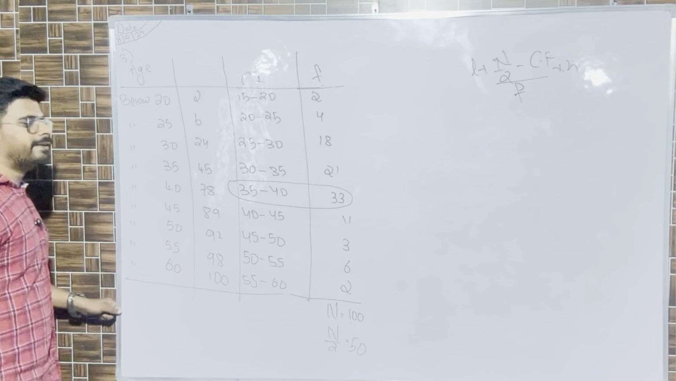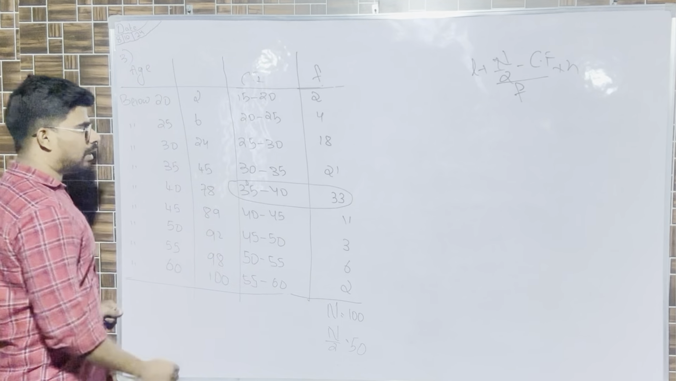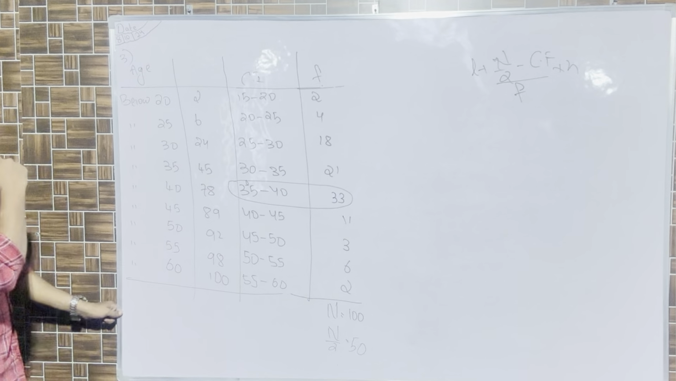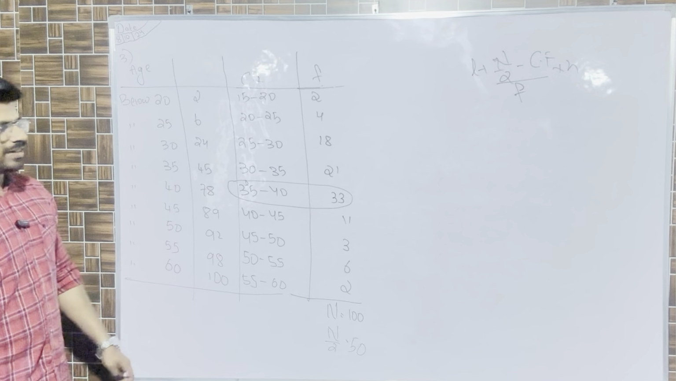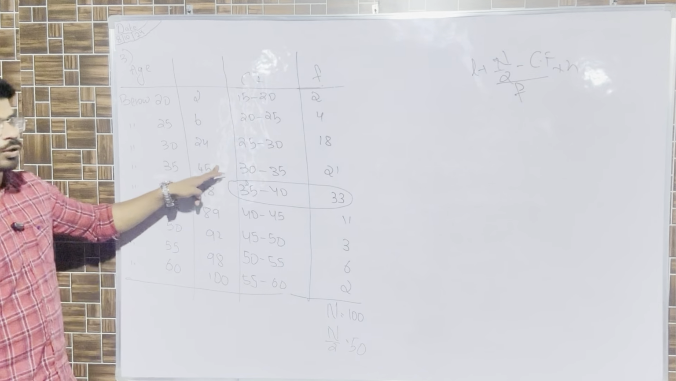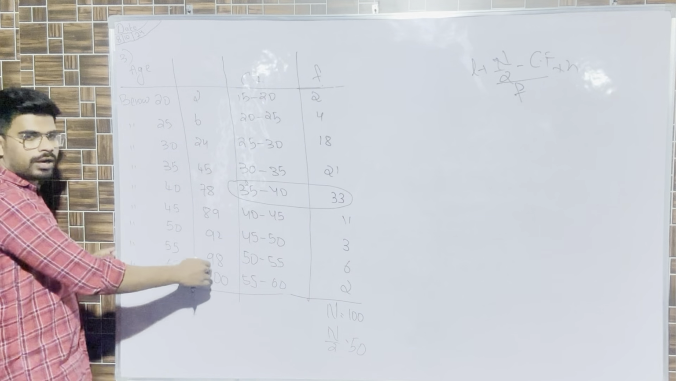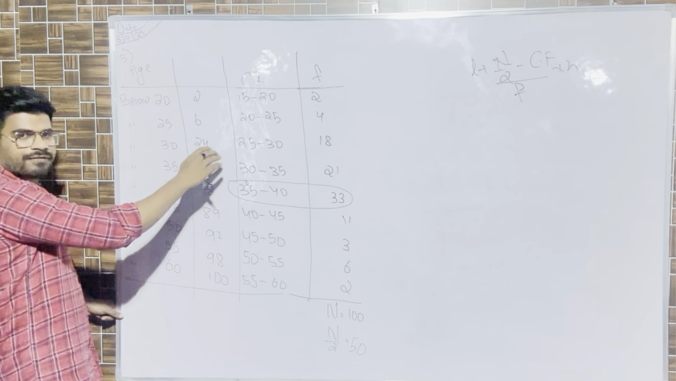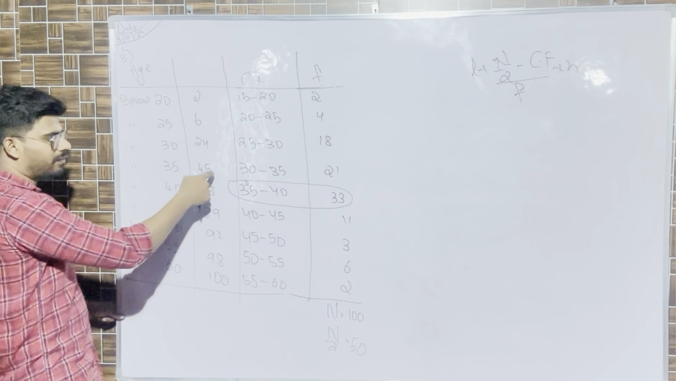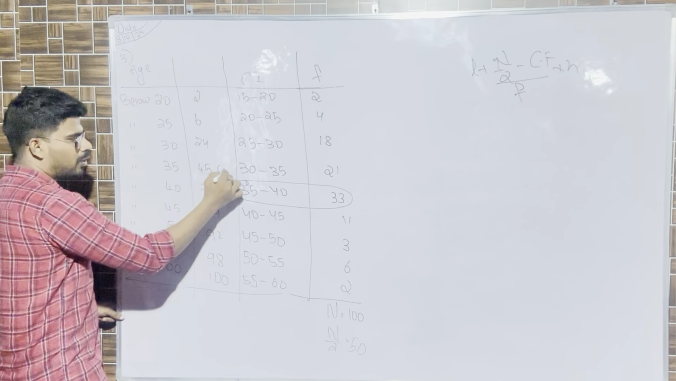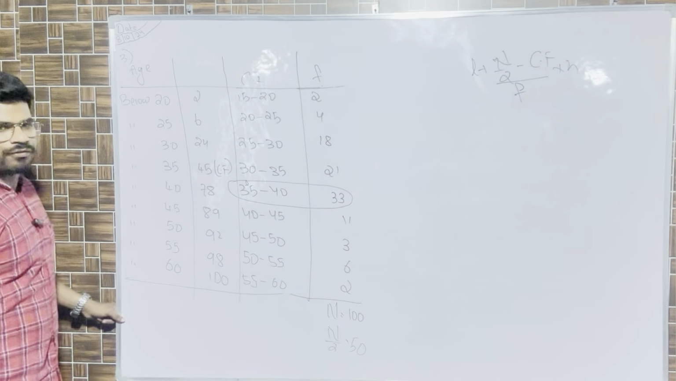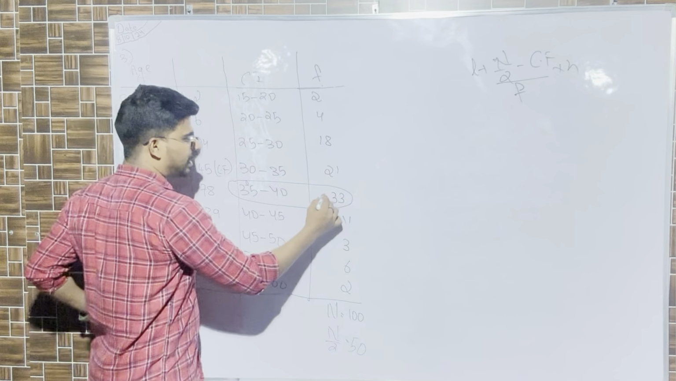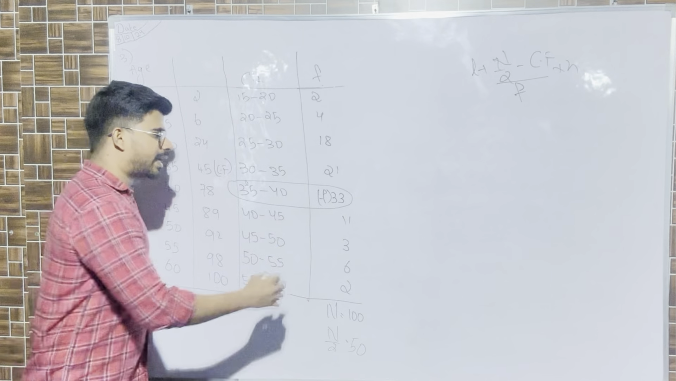What is the value of L? 35. What is the value of CF? 45. Don't get confused. See, cumulative frequency will be found in the CF column. In all the other sums, CF was written here, F was written here. CF will be found from the cumulative frequency column, the cumulative frequency just above this. This is 45. What is the value of F? 33. Do not get confused.